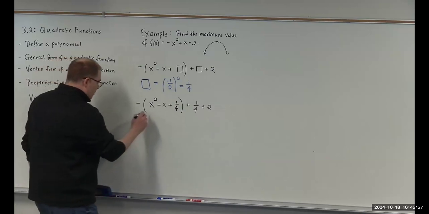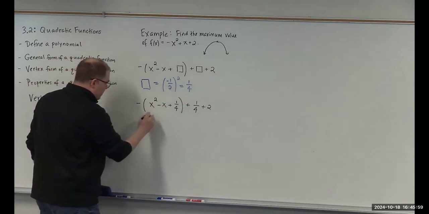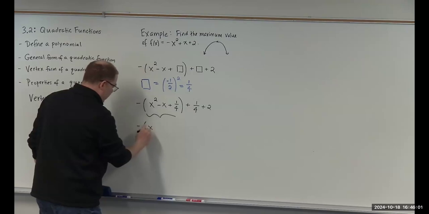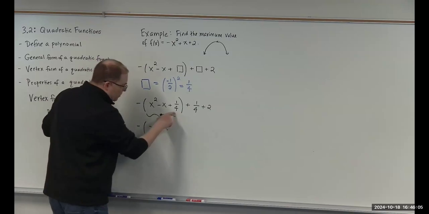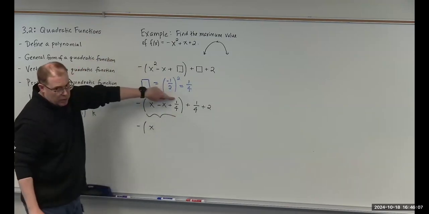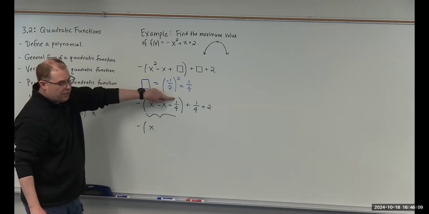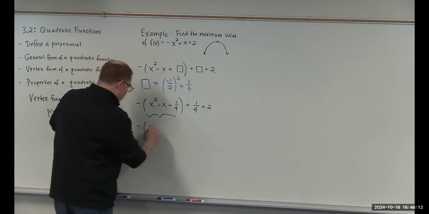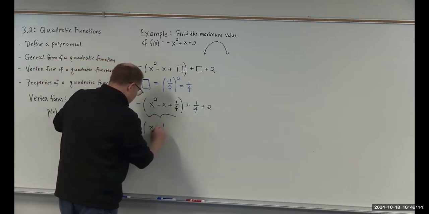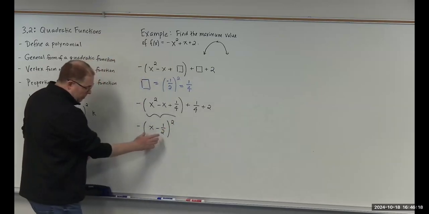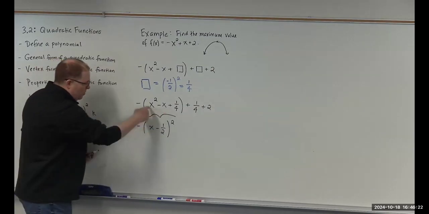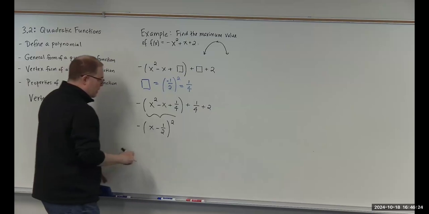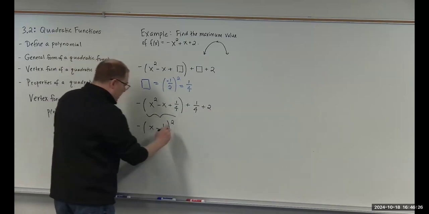Now remember, because of this step, we need an x there, and then you take the square root of this term. The square root of 1/4 is 1/2. So it's going to be x minus 1/2 to the power 2. You can check your work: x minus 1/2 times x minus 1/2 should give us this, which it does.